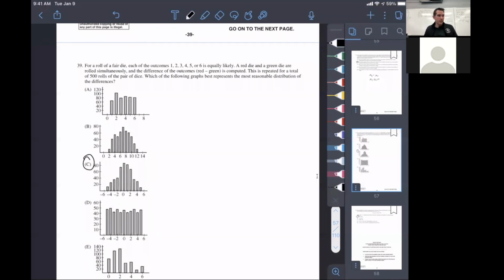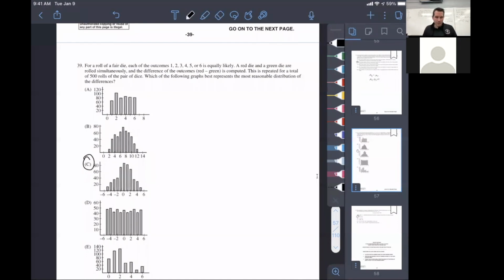Make sense? So let's say on the red die, you roll a 1, and on the green die, you roll a 6. What's the difference? Oh, like -5. So we record that. If I roll it again and the red die says 5 and the green die says 2, what's the difference? Well, that one would be +3 because the order in which the two numbers show up matters. So I could have negative values. I could have positive values.